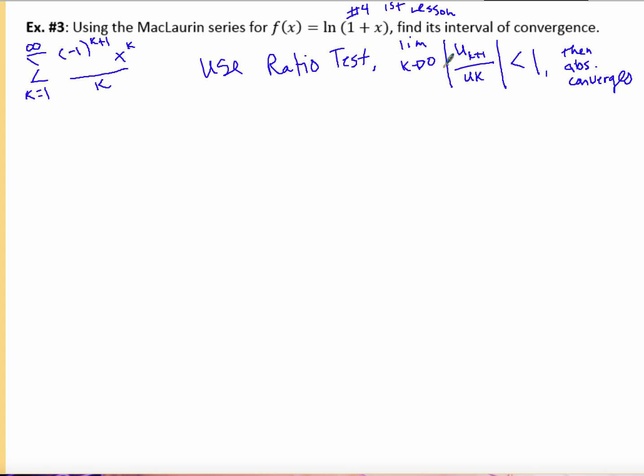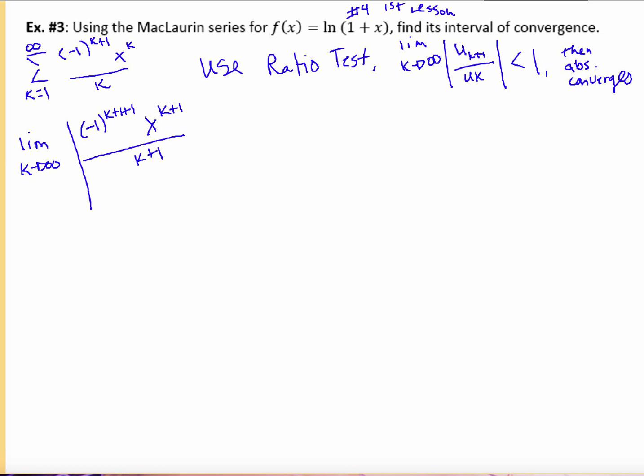Okay, so we're going to take the limit as k goes to infinity of the absolute value of the next term divided by the preceding term. So here we go. I'm going to substitute in a k plus 1 for every k that is in our series. The limit as k goes to infinity of the absolute value of, I'm going to plug in that k plus 1 term so that I have that in the whole thing. Negative 1 to the k plus 1, but there was already a plus 1 here, so don't forget that plus 1 is going to go there as well, times x to the k plus 1 term, all divided by k plus 1.